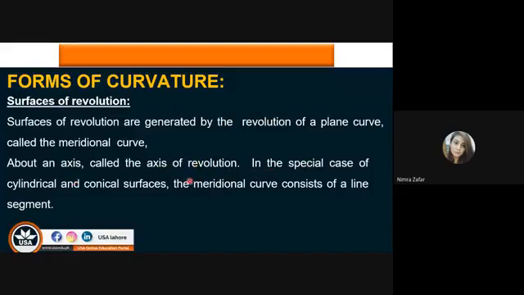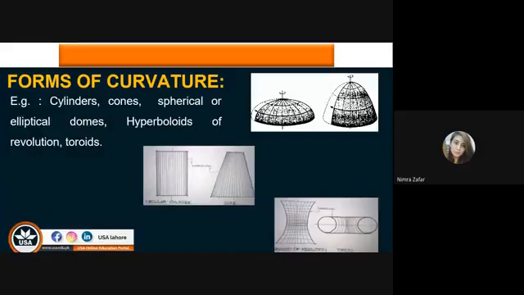In the special cases of cylindrical and conical surfaces, the meridional curve consists of a line segment. Sometimes it is a point, and sometimes in cylindrical and conical surfaces, it is a line segment. It is a straight line, whether it is horizontal or vertical. In examples, we have cylinders, cones, spherical or elliptical domes, hyperboloids of revolution, and toroids.